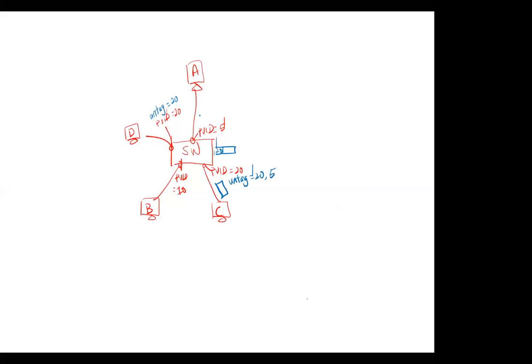For PCA, I untag 5 as well as 20. And for PCB, I also untag 10 and 5. So for PCA, I also untag 10.